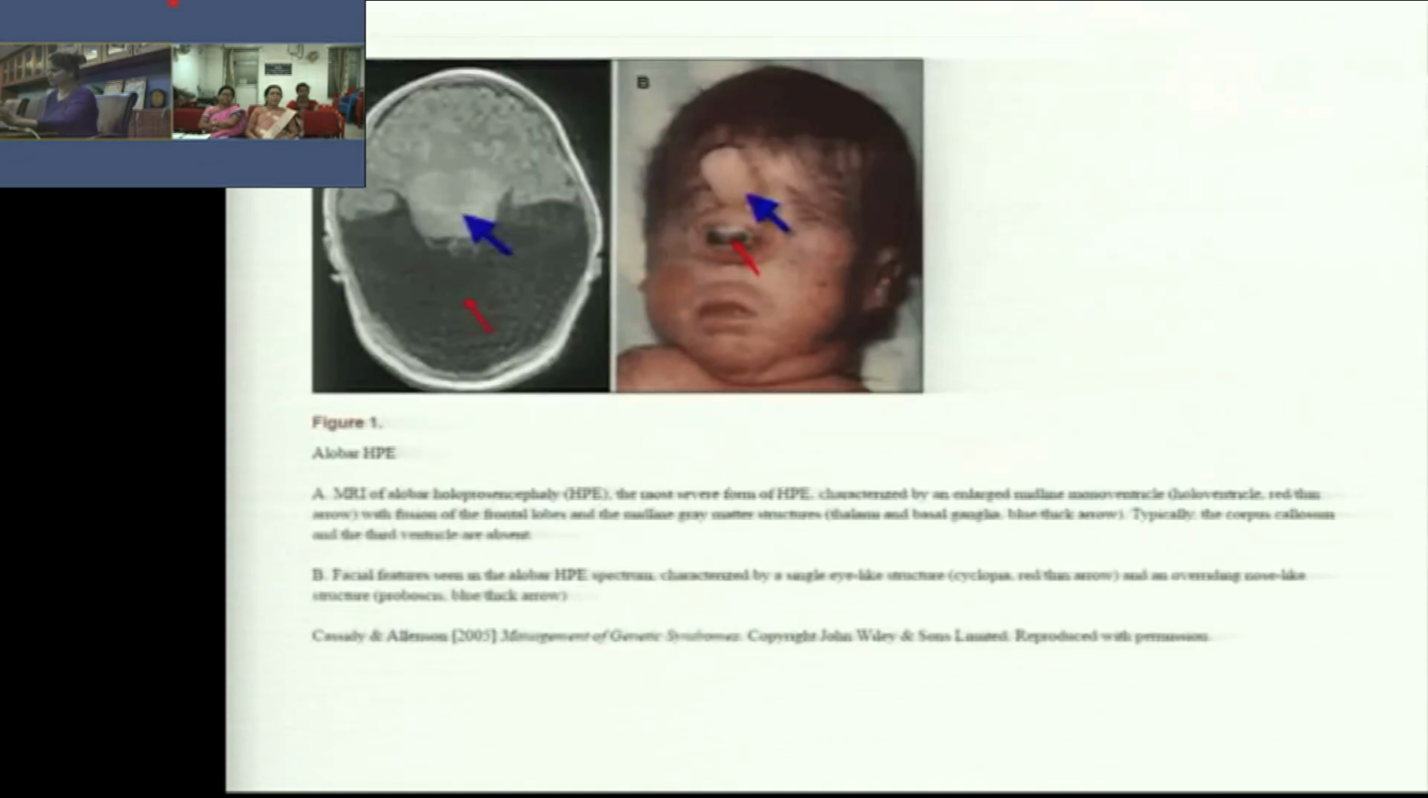So this is the picture. This MRI shows a large midline monoventricle. This is a complete holoventricle, with no separation, with fusion of the frontal lobes and the midline grey matter structures, that is the thalami and basal ganglia, which the blue arrow is pointing towards. Typically, the corpus callosum and third ventricle are absent. The facial features of alobar holoprosencephaly include cyclopia, which is an eye-like structure, and an overriding nose-like structure called a proboscis. These are the features in the most severe spectrum.